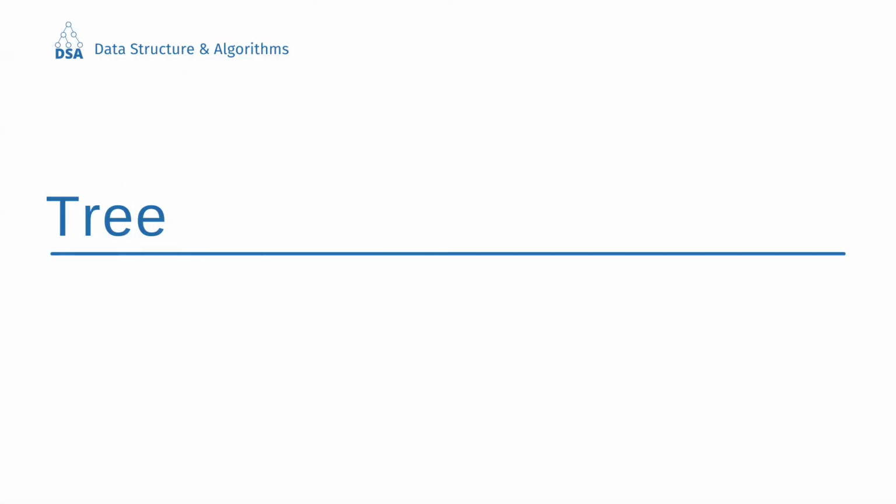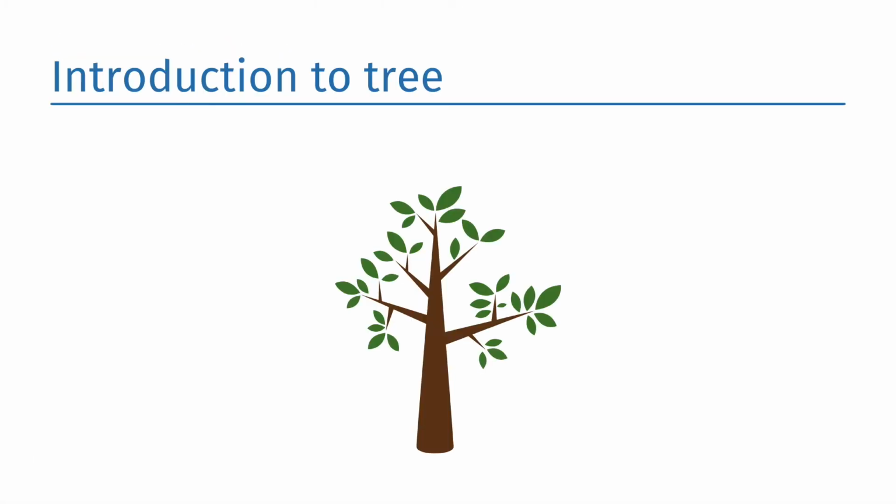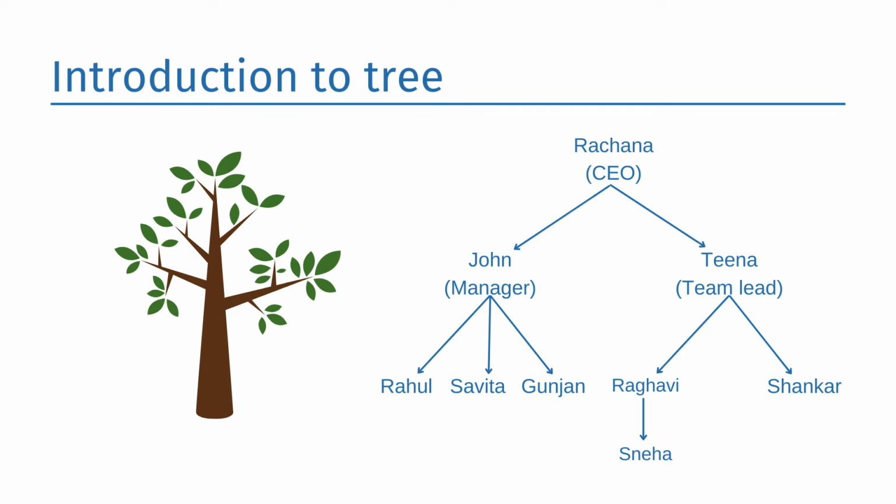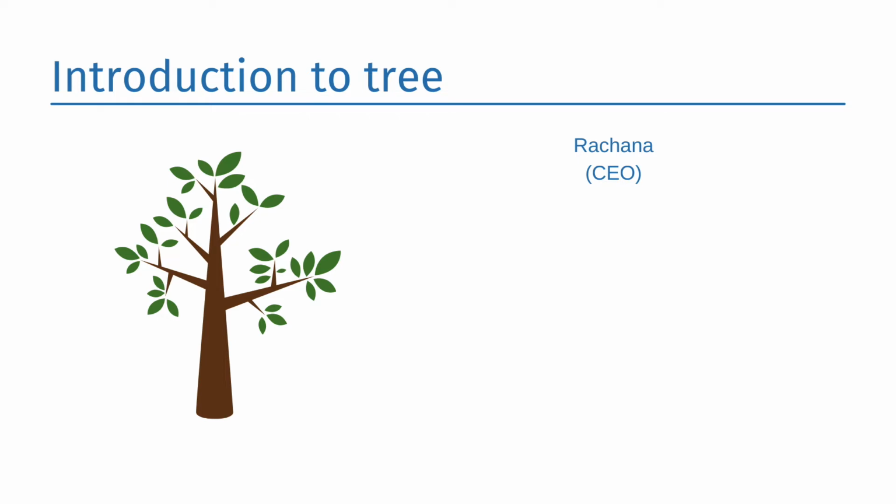Now let's understand what a tree is in detail. Tree is a data structure that is often used to represent hierarchical data. For example, if we want to show employees of an organization with their positions in the organizational hierarchy, then it can be shown like this. Let's say this is an organizational hierarchy of some company, and in this company Rachana is the CEO and has two direct reports, John and Tina.